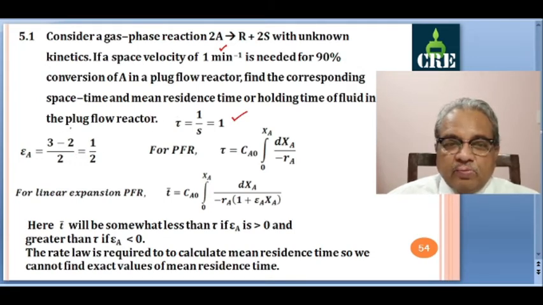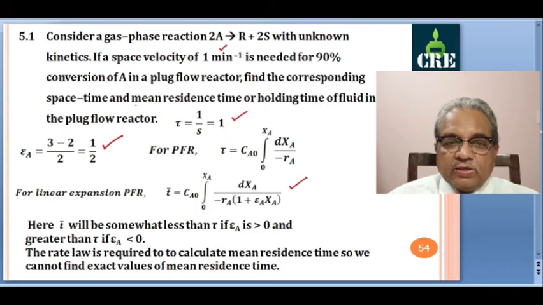So epsilon A is 3 minus 2 by 2. Complete conversion 3, no conversion 2, divided by initial, that is no conversion. 3 minus 2, 1 by 2. So epsilon A is plus 1 by 2. For plug flow reactor, tau is equal to Ca0 integral 0 to xa dxa by minus Ra. This is the definition of tau. If variable volume is there, so linear expansion V0 into 1 plus epsilon A, Na0 by V0 is Ca0, so T bar is equal to Ca0 integral 0 to xa dxa by minus Ra into 1 plus epsilon A xa. This is the definition for this part.